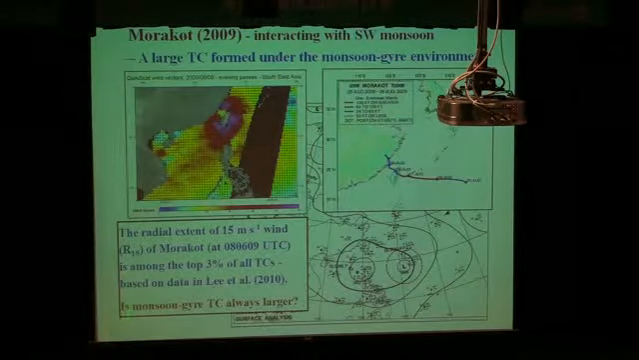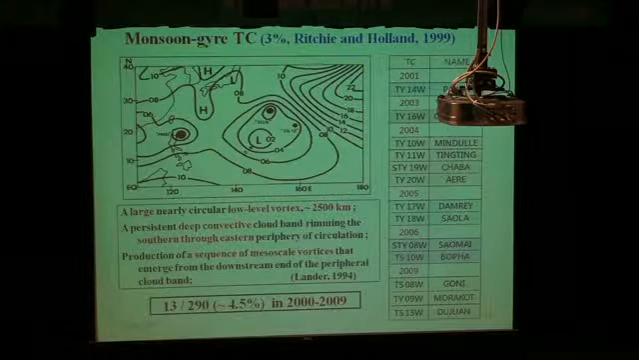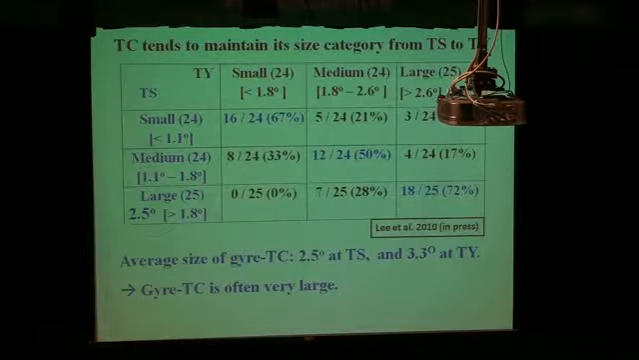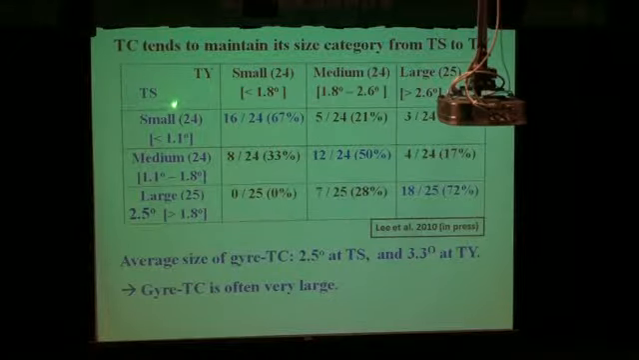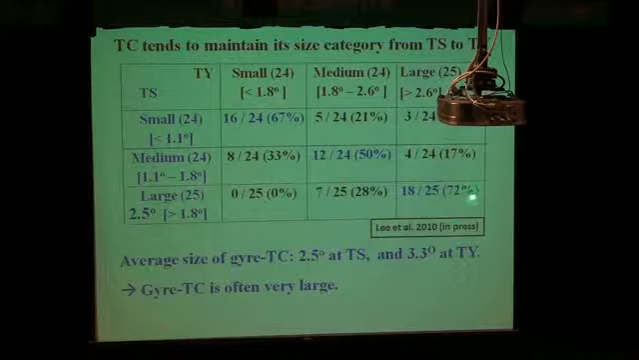We also have to ask one question: is the monsoon TC always larger? So we looked at the past 10 years of data, and we found that there were about 13 monsoon TCs. The percentage is about 4.5%, but greater than what Rich and Poland have. They have 3%. And in the paper by Ross and us, we show that a TC, if it is small at the TS stage, tends to remain small when it reaches typhoon intensity, about 67%, and for large ones about the same, 72%.